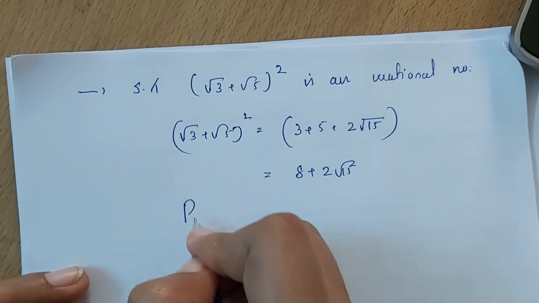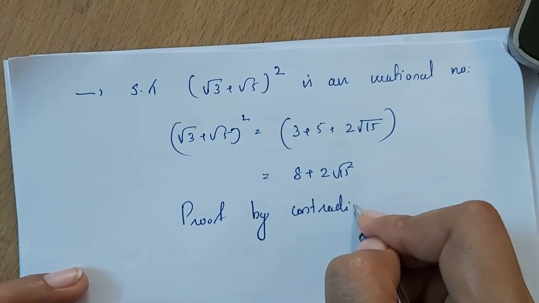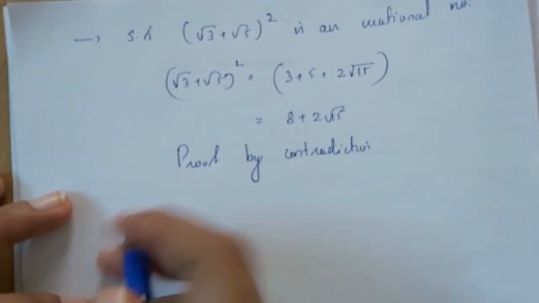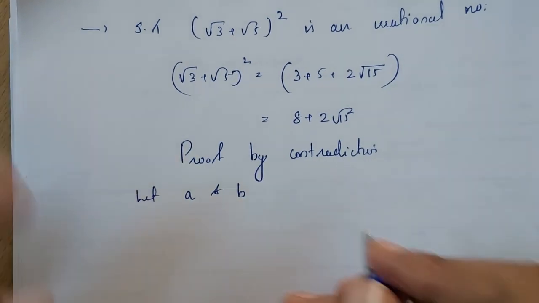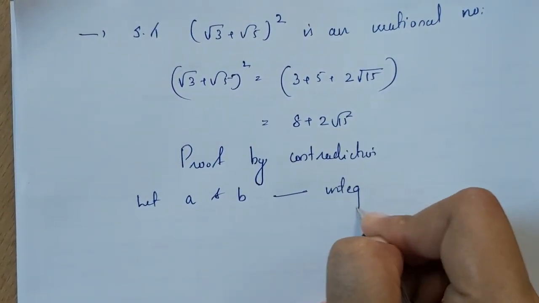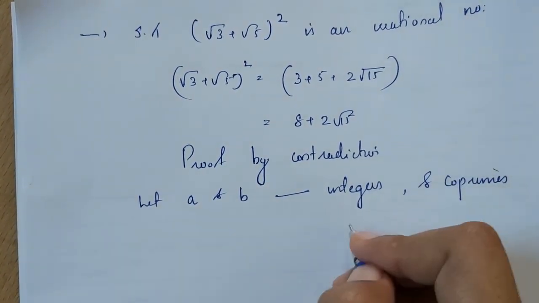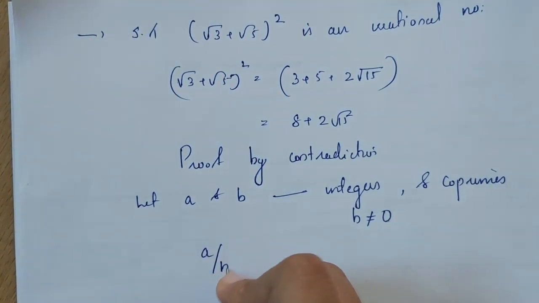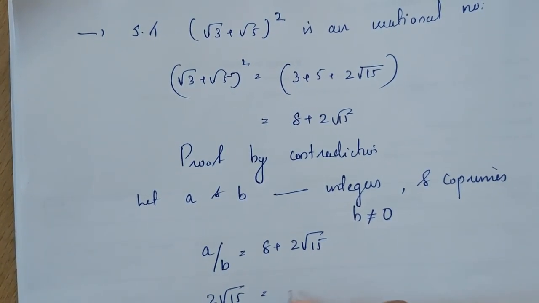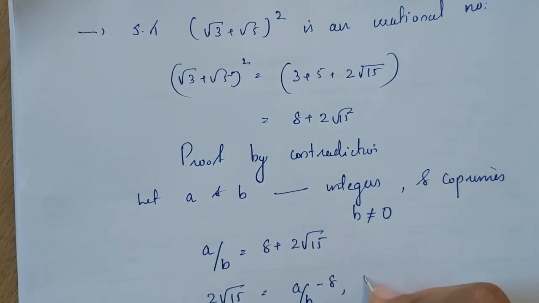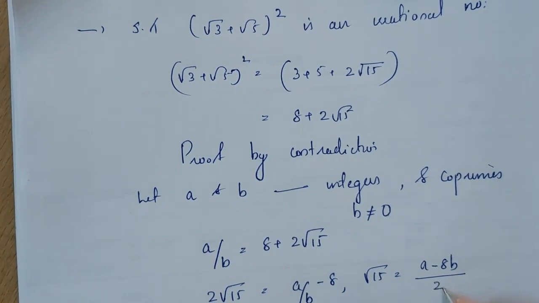Here we are using the method proof by contradiction. Consider this as a rational number, and let a and b be two integers, co-primes also, and the value of b should not be equal to 0. a divided by b is equal to 8 plus 2 root 15. 2 root 15 is equal to a divided by b minus 8. Root 15 is equal to (a minus 8b) divided by 2b.